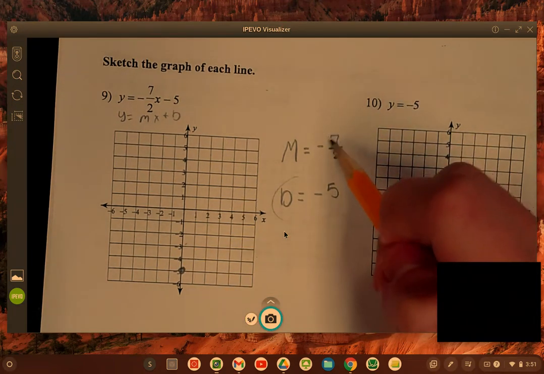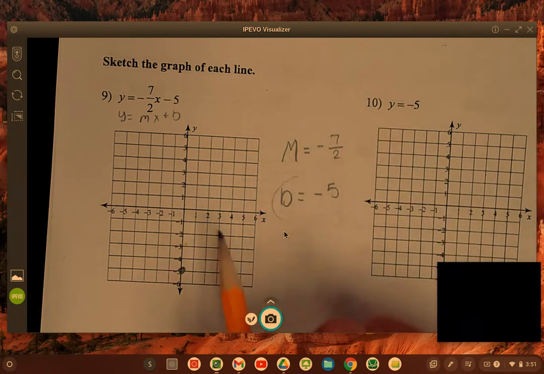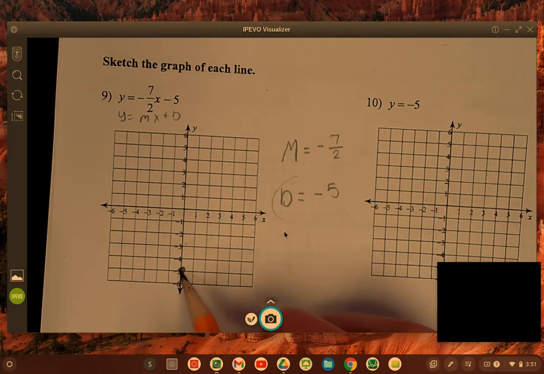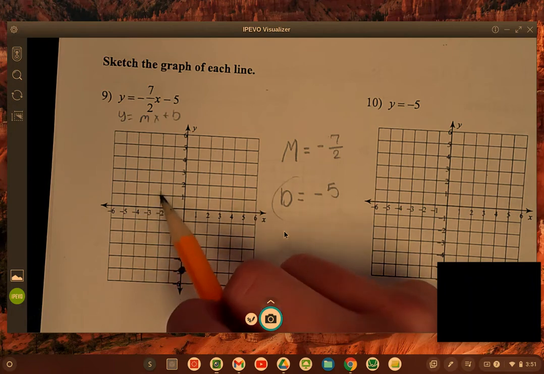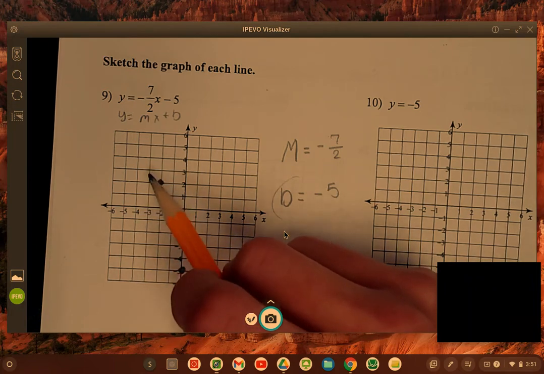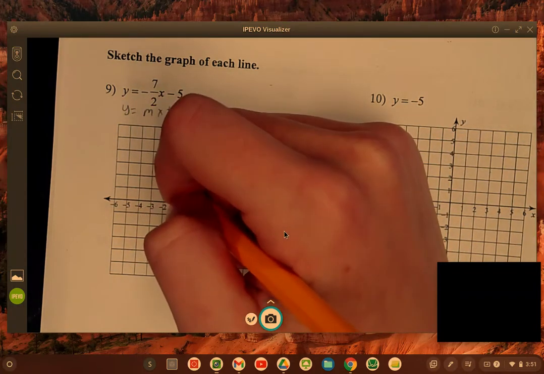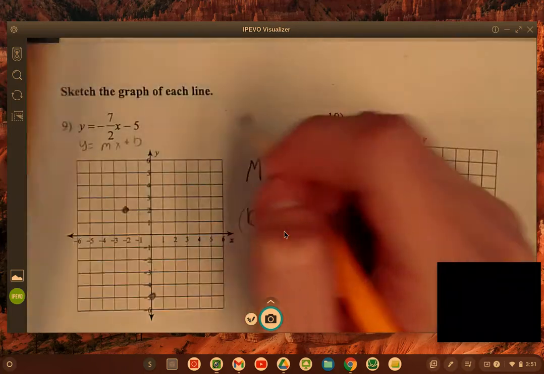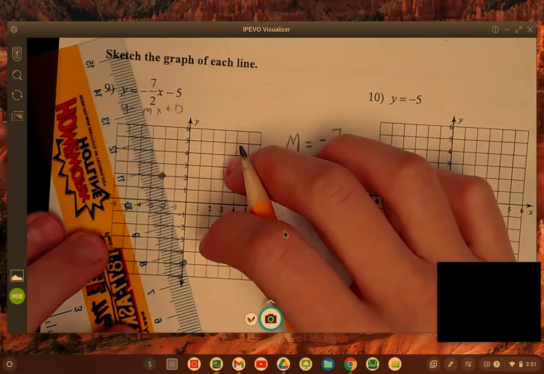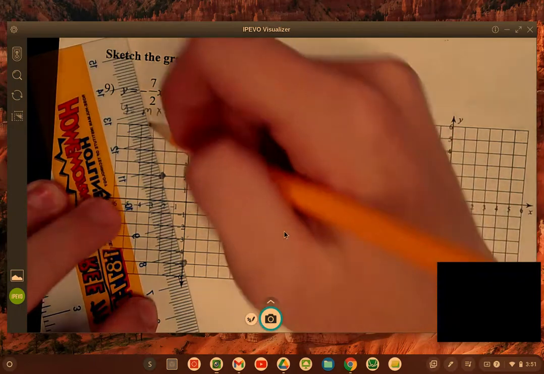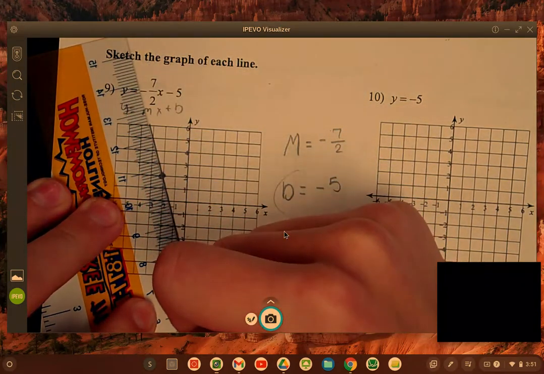And then for m, there's a negative on that sign, so we're going to either go down 7 or over 2 to the left. So I'm going to go over 2 to the left, 1, 2, and up 7: 1, 2, 3, 4, 5, 6, 7. Nope, can't go any further. And then I don't have a ruler. I should probably get one. We're going to put a ruler on that and make a line.